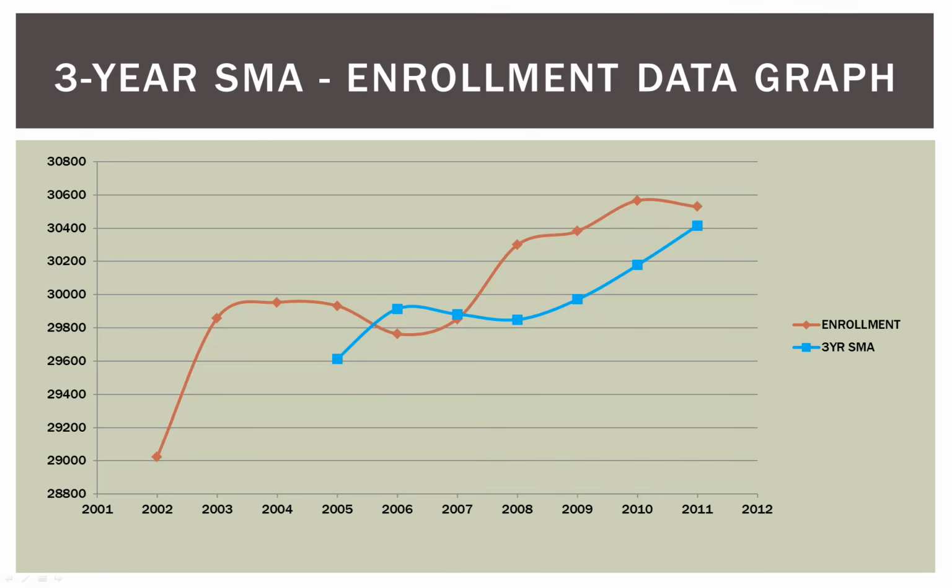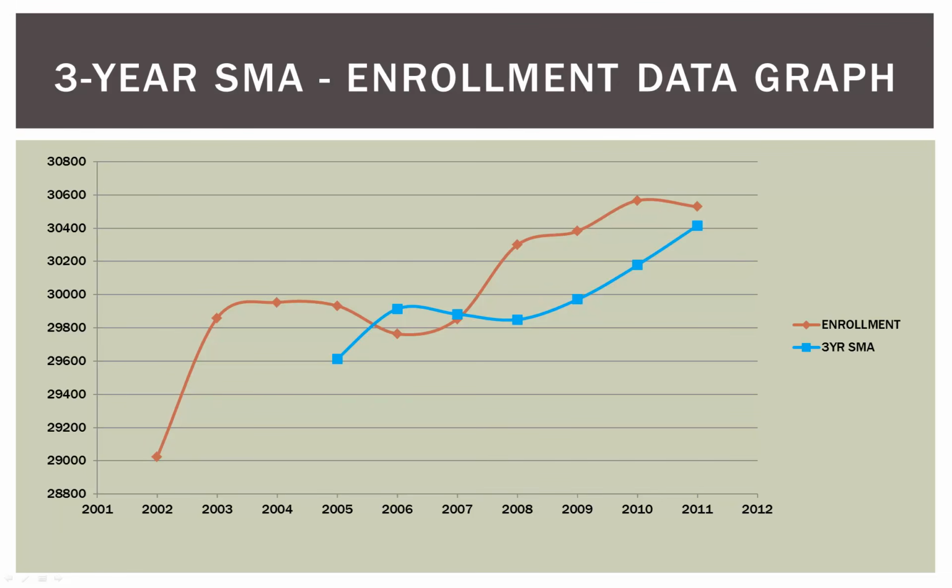Now if we graph our 3-year simple moving average on top of our enrollment, you can see how they're related. So let's look at the beginning of the 3-year simple moving average. You notice that it starts below the actual enrollment for 2005. Well, why is that? That's because we had a very low year in 2002. And when we added 2002, 2003, and 2004 together, it dragged down our simple moving average to a bit below what the actual enrollment was.